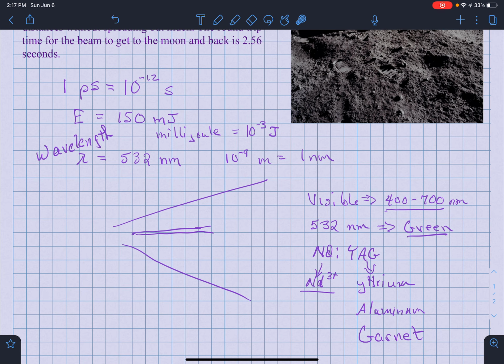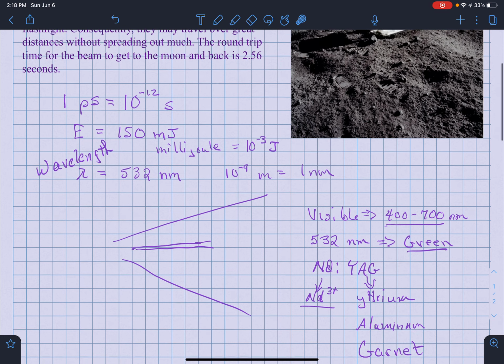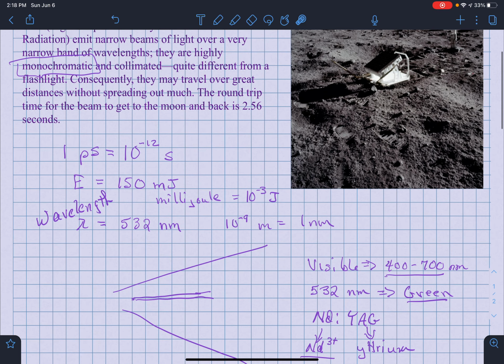And then, what was the point of this exercise to begin with? And why are we aiming the laser at the moon? We're aiming the laser at the moon to determine the distance to the moon. So what's critical is that we measure the time it takes for the laser pulse to go to the moon and back. In this particular case, it's indicated that we have a time of 2.56 seconds for the laser pulse to get to the moon and back.